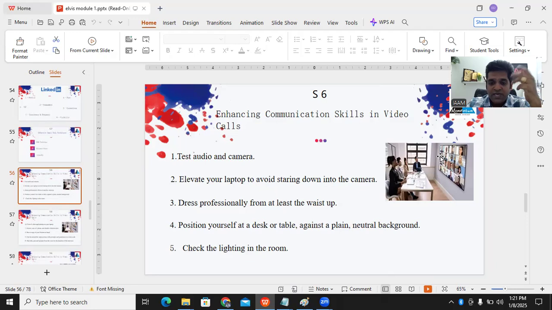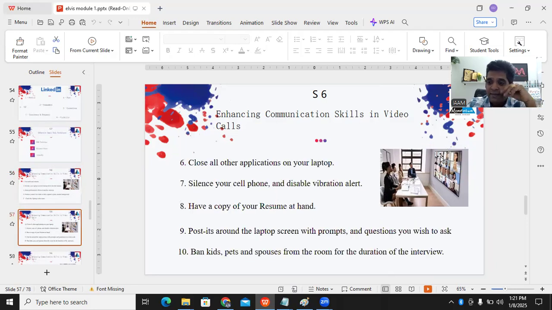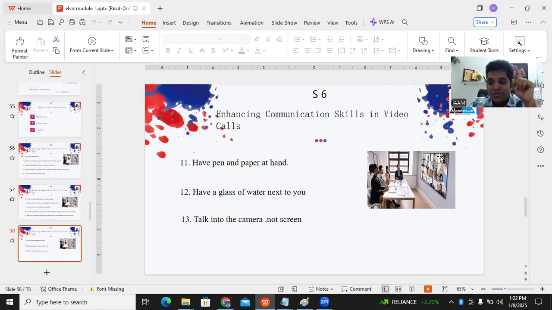Check the lighting in the room. It has to be in front of you. Close all other apps in order to avoid any disturbances. Like for example, while shooting this video, I was getting some calls. So shut all these things off. Silence your cell phone, disable vibration alert, have a copy of your meeting agenda, whatever you want to speak, have a sticky note on the frame of the laptop. In meetings, especially, ban pets and kids and spouses. Yes, spouses, no, sorry, spouse.